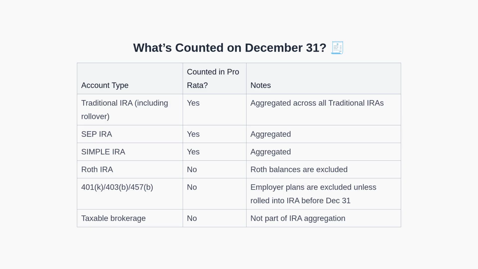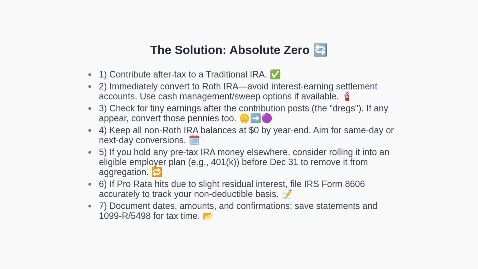With that foundation set, let's move to the solution that avoids the trap entirely. To avoid the trap, use the Absolute Zero approach. First, make a non-deductible contribution to a traditional IRA. Second, convert to a Roth IRA as soon as the contribution settles. To reduce the chance of generating earnings, avoid parking funds in interest-bearing settlement accounts. If your custodian offers a cash management or sweep option with minimal accrual, prefer that. Third, watch for tiny residual earnings, the dregs, between contribution and conversion. If they appear, convert them too.